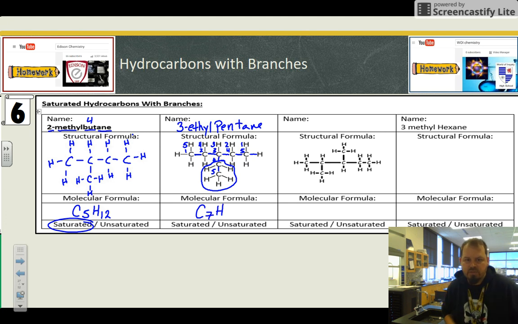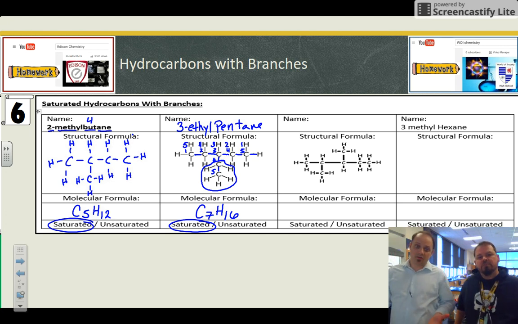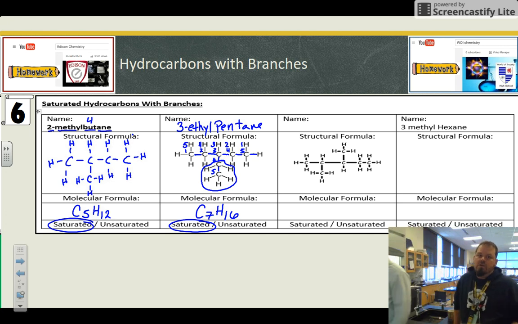Cool with that? Good. Now count up the number of hydrogens. While he's counting, I will tell you that it's all single bonded, so we know it is saturated. And this also, again, fits the profile for the homologous series, the alkanes. Does it fit the general formula? It does.